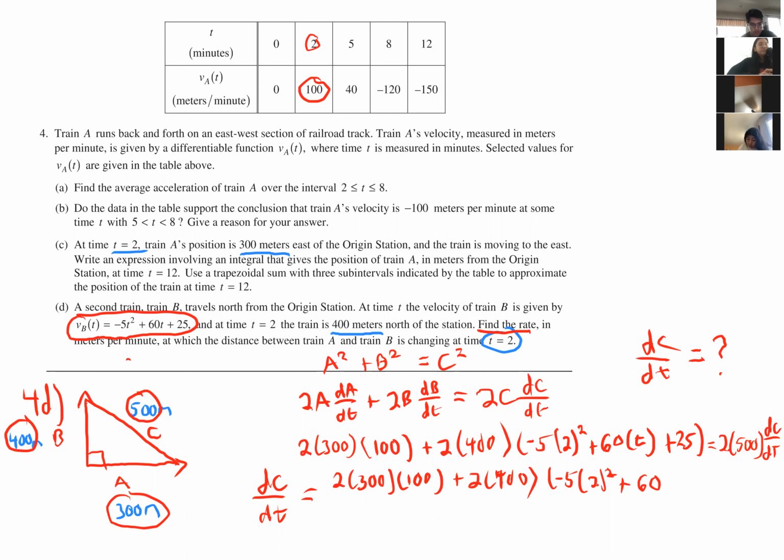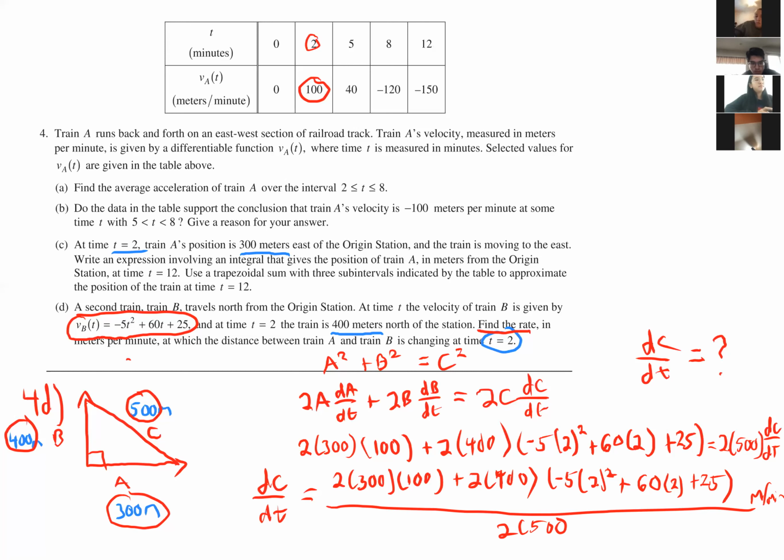Why do I have a t here? Oh, this t should be 2. This one might take longer to write than to simplify part of it. Just plug in your calculator. So over 2 times 500. And this one is in meters per minute. That took a long time to write.